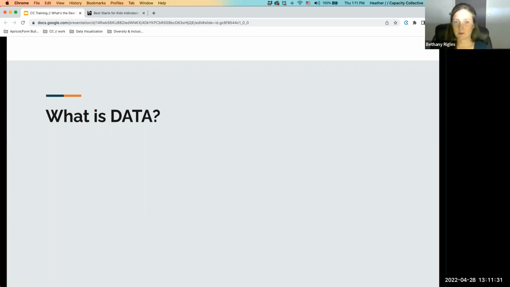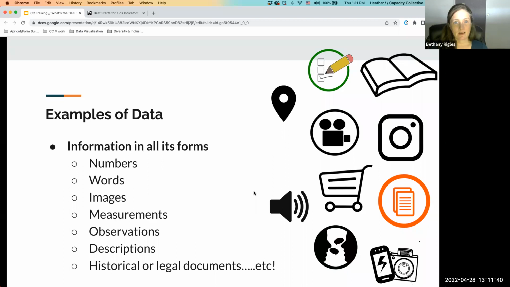So data can be all sorts of things. Heather, if we go to the next slide. So as many of you said, data can be numbers, words, images, measurements, observations, descriptions, historical or legal documents. It can come from surveys, intake forms, case notes, audio, video, kind of anything you're engaging with can be data, which makes it complicated and cool that you can collect all sorts of data.